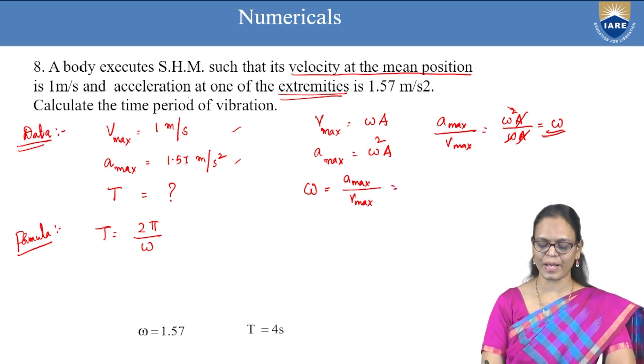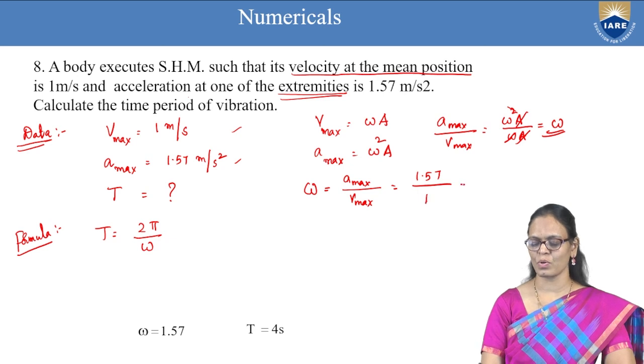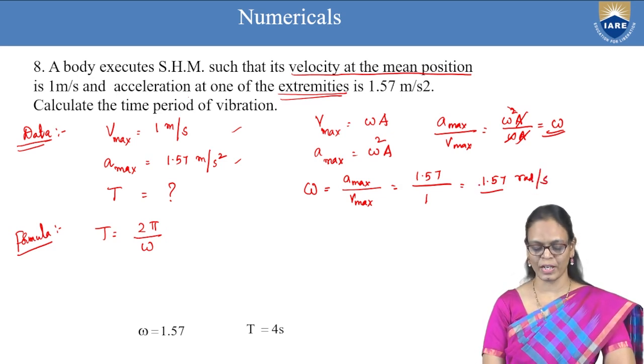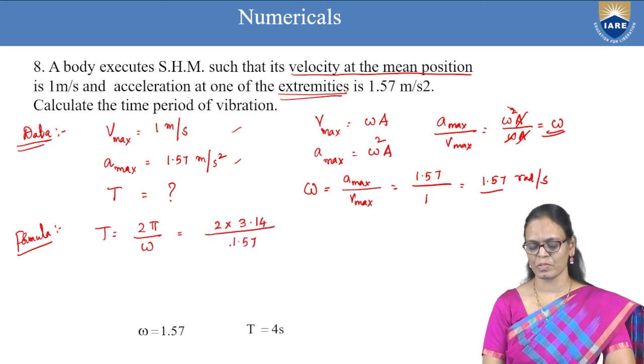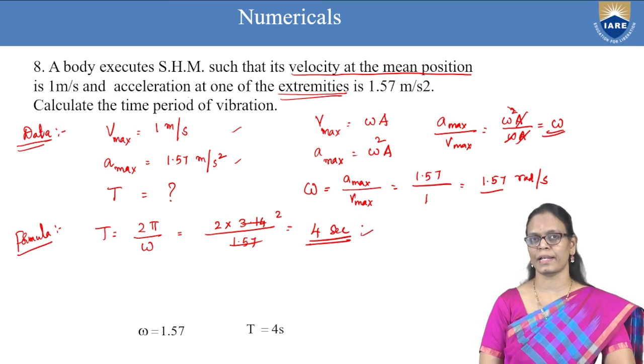So what is our A max? 1.57. What is our V max? 1. So our omega is now 1.57 radian per second. So once we get omega, we can clearly substitute it here. 2 into 3.14 upon 1.57. So this will go 2 times 2, into 2, 4 seconds. So the time period is 4 seconds.